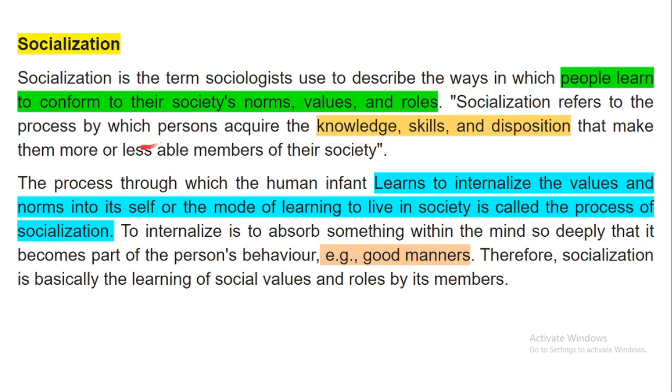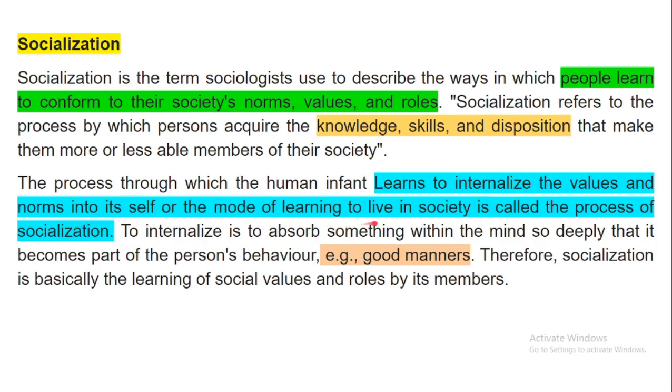Now socialization refers to the process by which person acquire knowledge, skills and dispositions. So socialization क्या होता है, ये refers to a process by which person acquire, जिससे person क्या क्या acquire करते हैं, knowledge लेते हैं society से, skills भी बनाते हैं and then disposition means some behavior develop करते हैं, some makeup, some habits develop करते हैं that makes them more or less able members of the society. So knowledge, skills and behavior or habits से आप क्या होते हैं, more or less able member in your society.